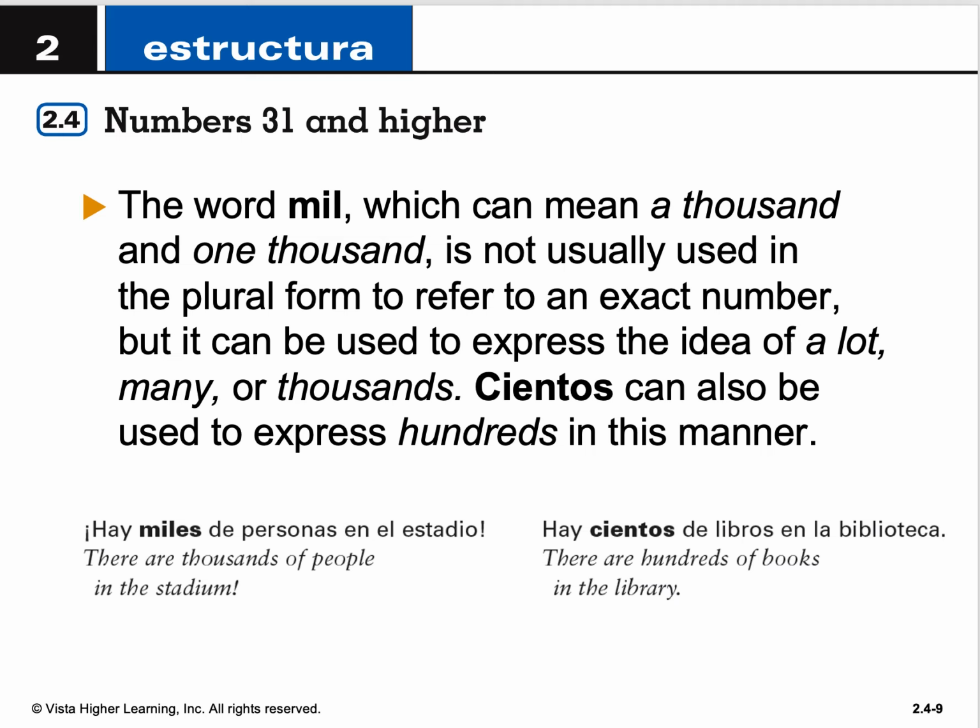The word mil, which can mean 1,000, is not usually used in the plural form. So we typically leave it as mil. It can be used to express the idea of just a lot, just a big number. Cientos can also be used similarly to give the idea of big numbers, like hundreds. So if I use the plural of mil, miles, it becomes there are thousands of people, not a specific number, which is 1,000.